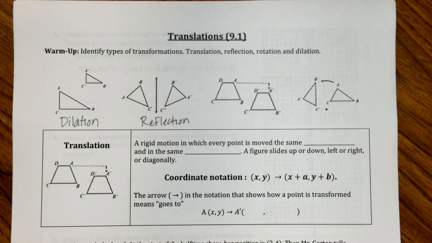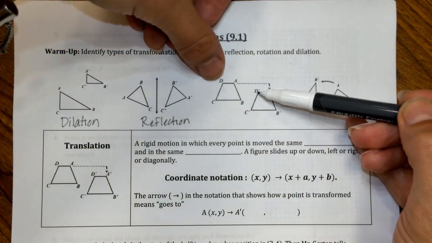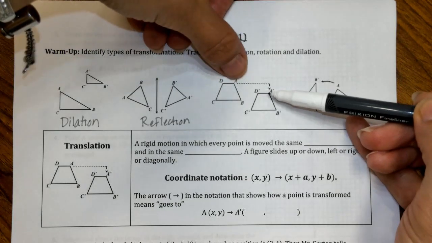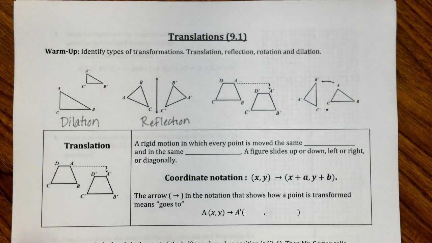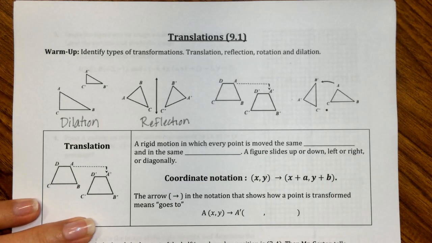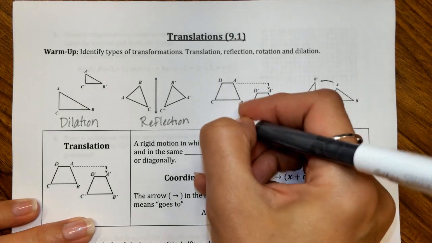The next one, the orientation is the same. D and D prime are in the same place, A and A prime. So all we've done was slide this image, well, I should say pre-image, creating the image. Your sliding is translation.